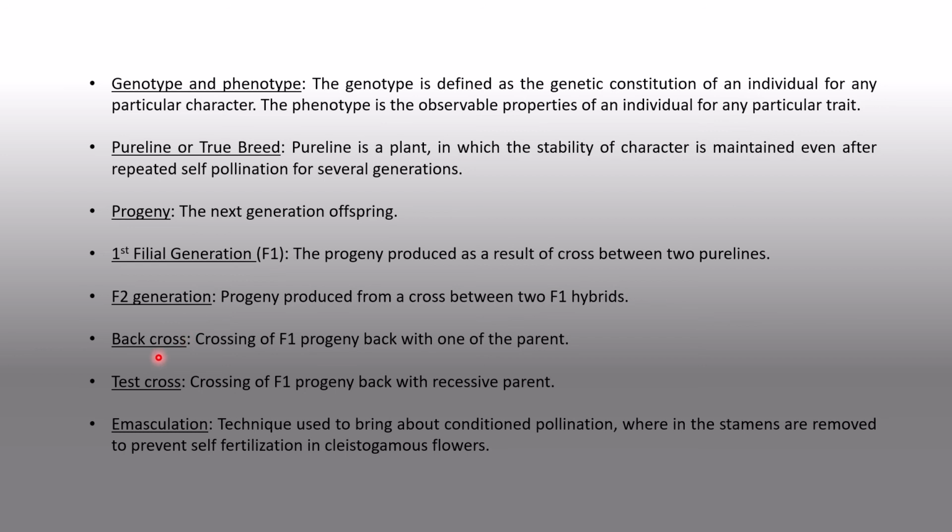And we'll come across back cross. What is this back cross? It is a crossing of F1 progeny back with one of the parents. It can be a dominant parent or a recessive parent. Well, what happens in a test cross? In a test cross, it is the crossing of F1 progeny back with the recessive parent. This is particularly with the recessive parent.